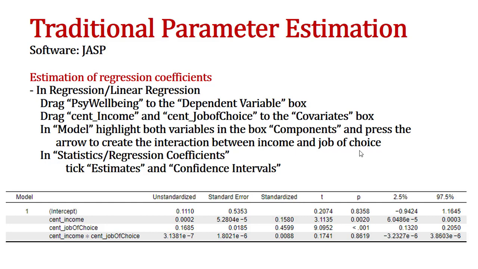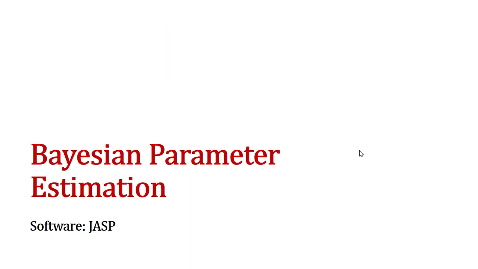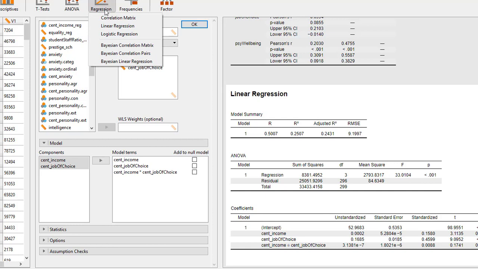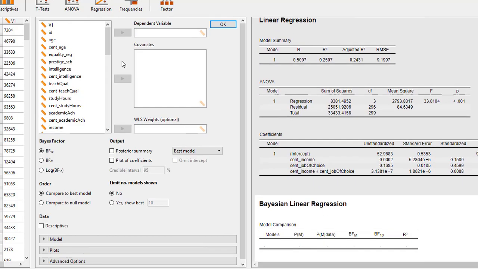Okay, now let's move to the Bayesian parameter estimation, and we can use JASP as well. So instead of going to linear regression, we use Bayesian linear regression, and we are not going to estimate the interaction, so we can use the raw scores without centering.